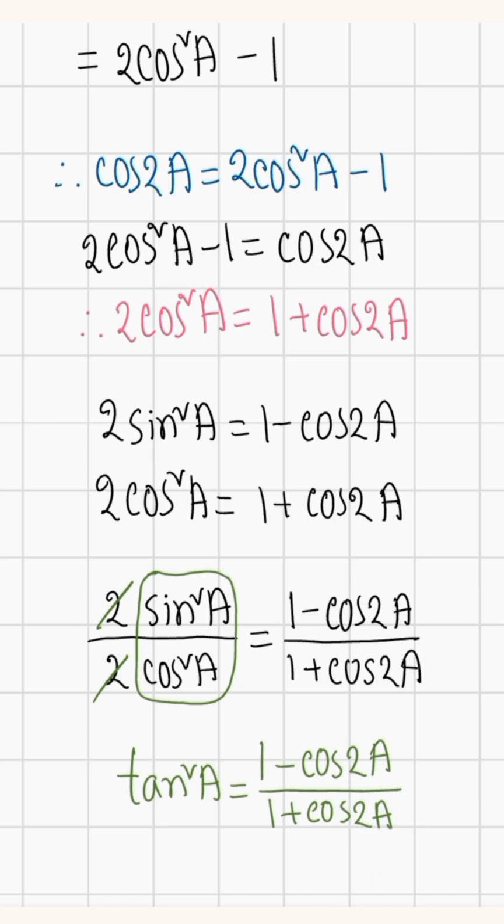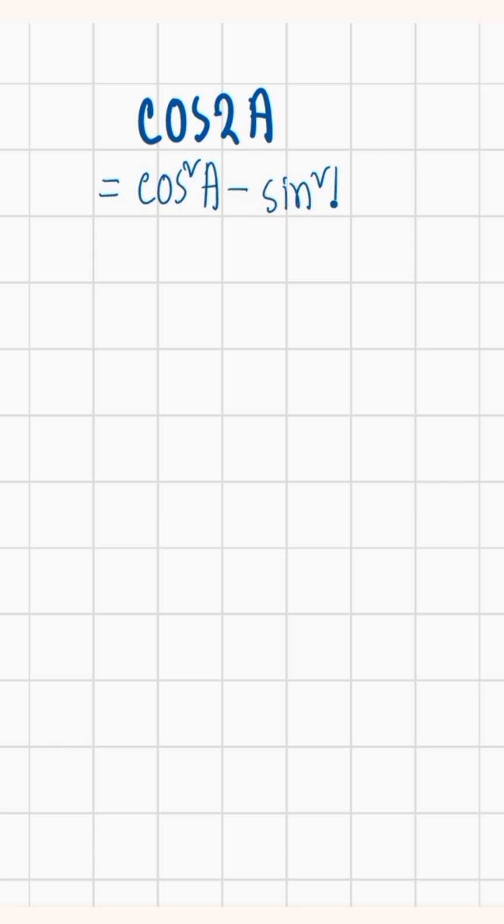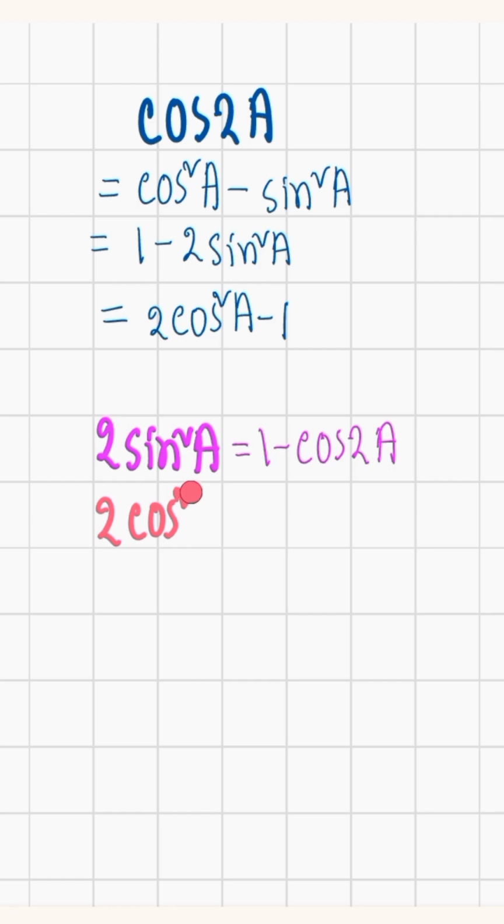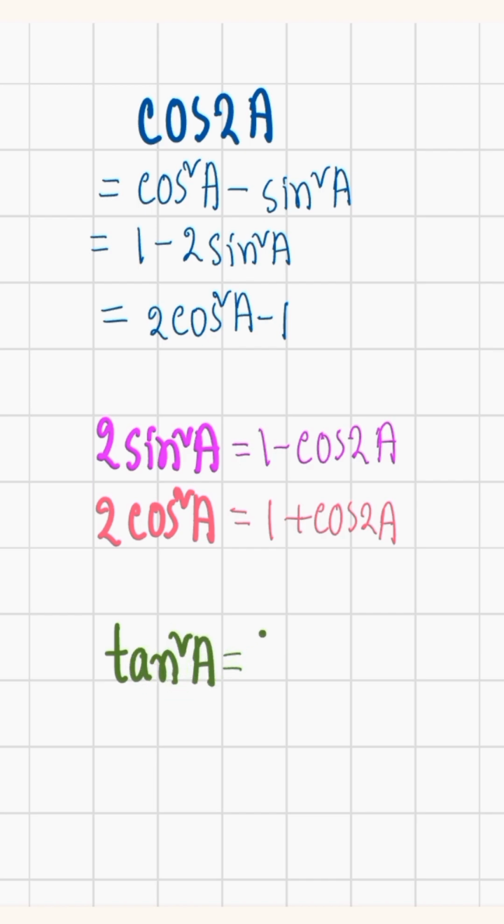তাহলে এই পর্যন্ত যেসব সূত্রগুলো পেলাম সেগুলো হচ্ছে cos 2A = cos²A − sin²A = 1 − 2 sin²A = 2 cos²A − 1. 2 sin²A = 1 − cos 2A, 2 cos²A = 1 + cos 2A এবং tan²A = (1 − cos 2A) divided by (1 + cos 2A).